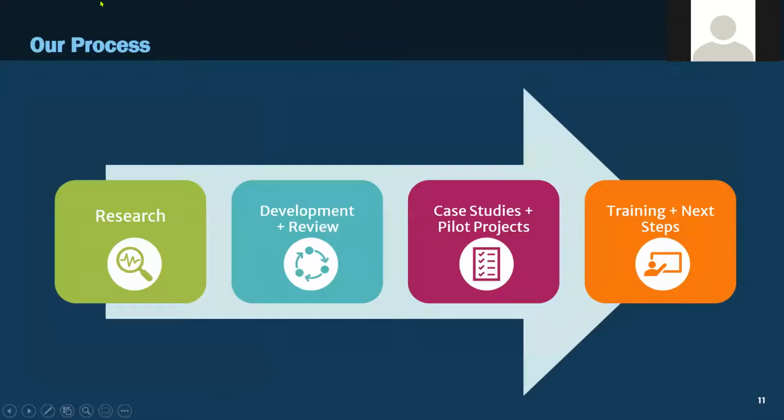So on to our process. Our process to develop our internal racial equity toolkit was carried out in 4 main phases: research, development and review, case studies and pilot projects, and then finally training and next steps, which we are currently in right now. So through these 4 phases, we wanted to ensure that the racial equity tools that we created help incorporate, monitor, and advance racial equity in Skag's work. And as I mentioned before, this is an internal toolkit, but we're open to sharing our research as well as the draft toolkit for others to use as a resource.